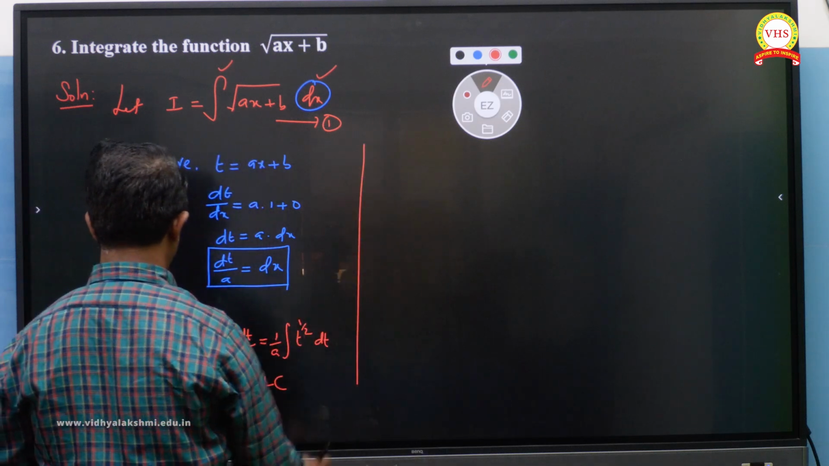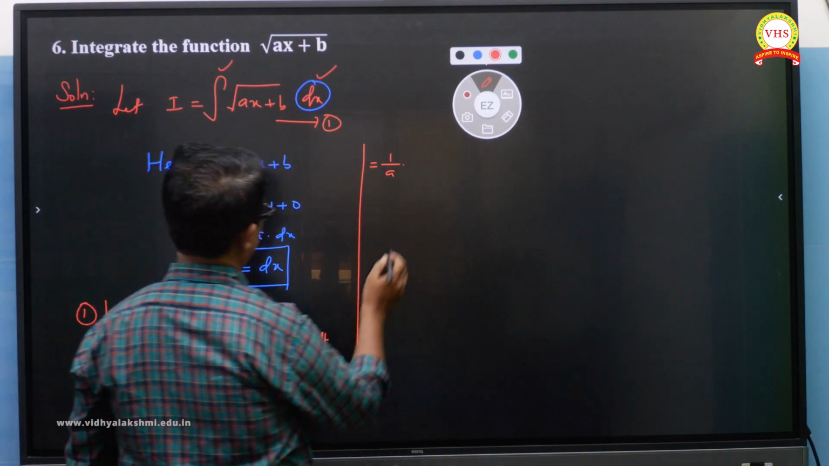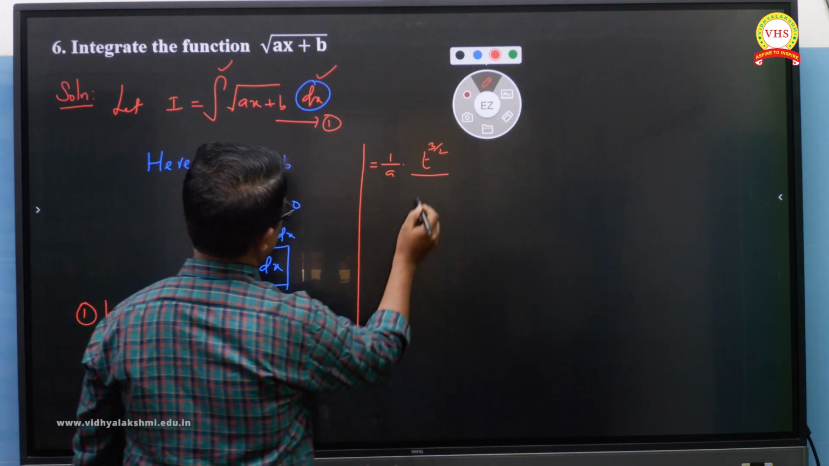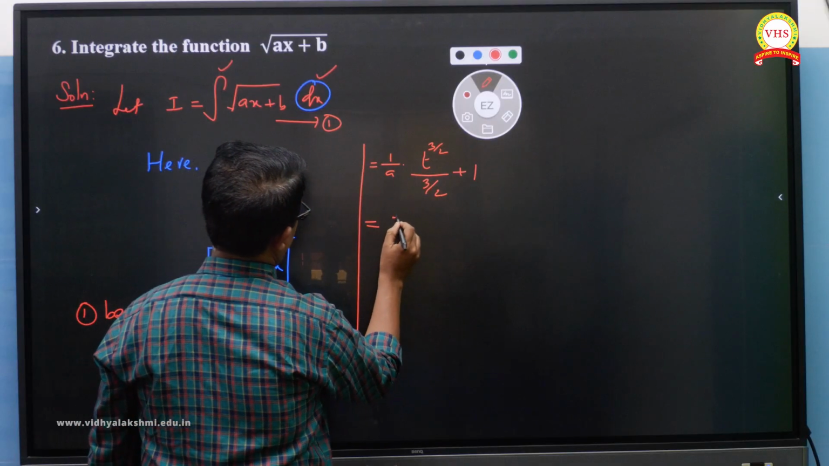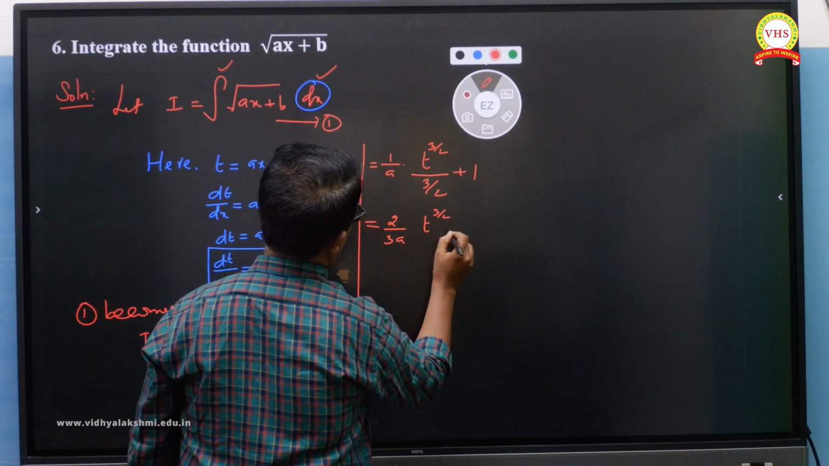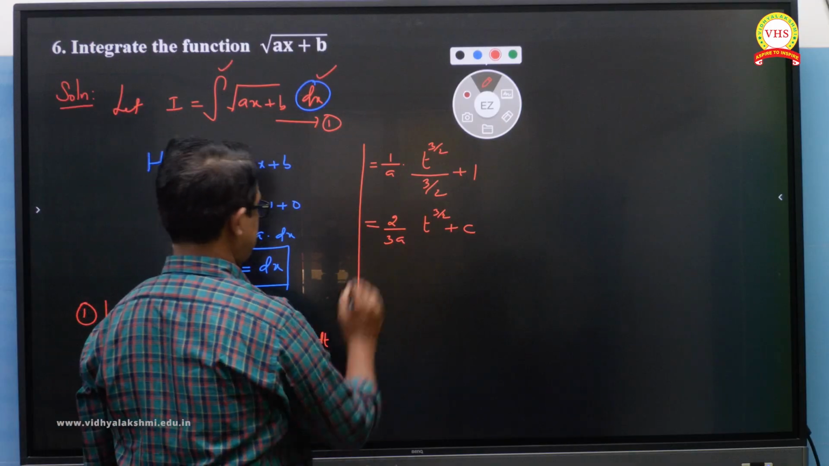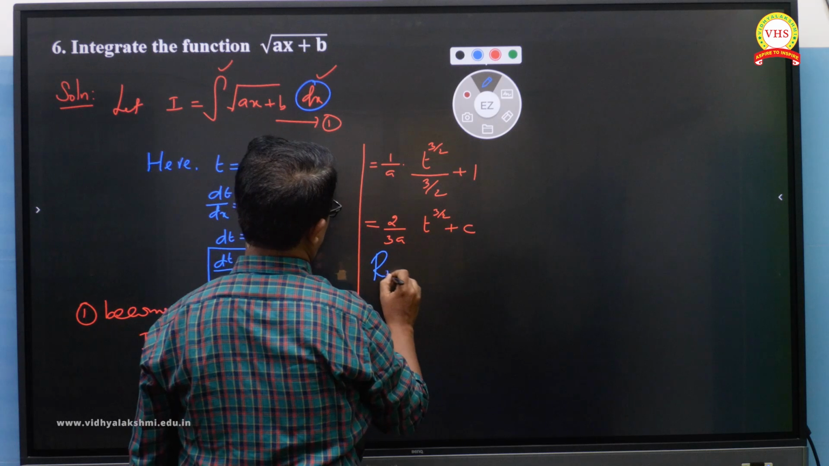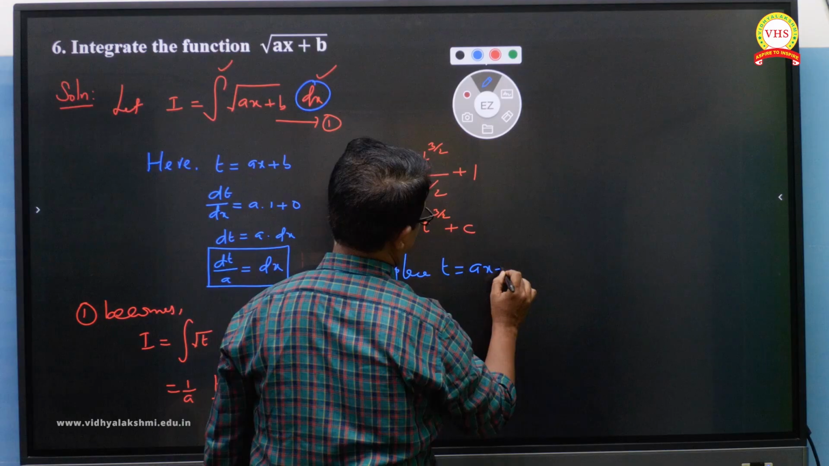Then the conclusion here: I equal to 1 by a into t to the power of half plus 1, that is 3 by 2, divided by 3 by 2. Now the reciprocal: 2 by 3a into t to the power of 3 by 2 plus c. Okay, what is next here? It is in terms of t. Now we replace the value of t, as we assigned, ax plus b.